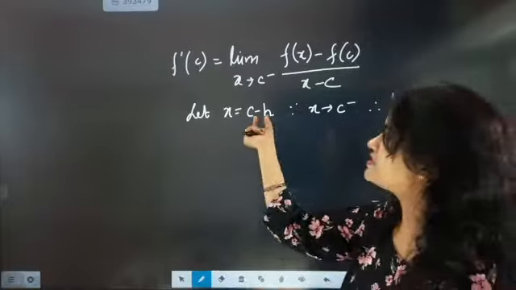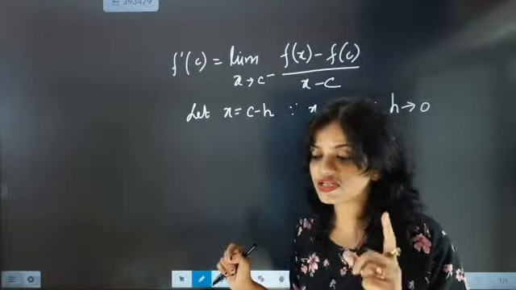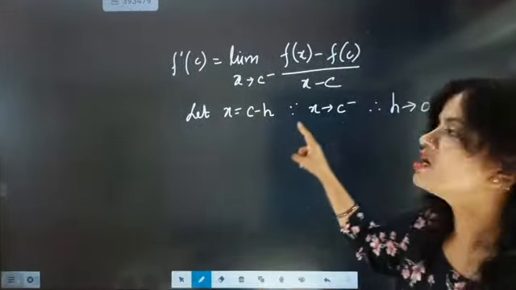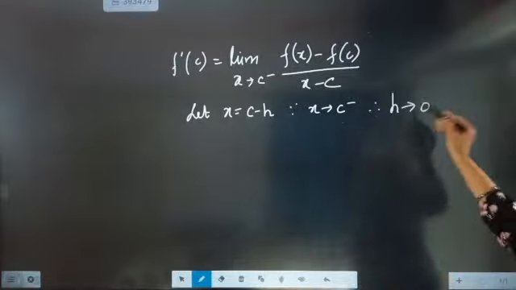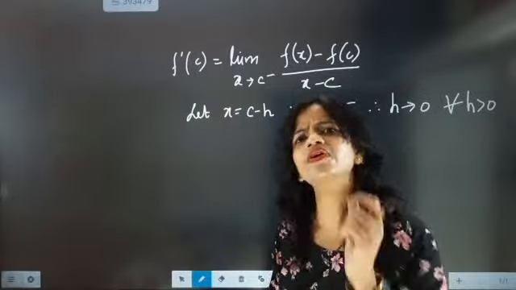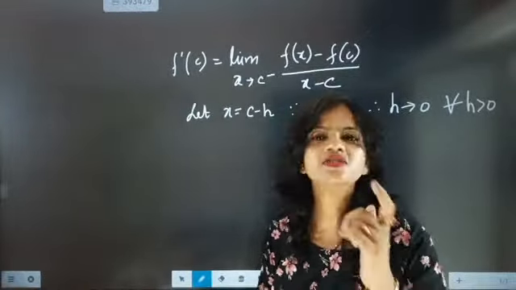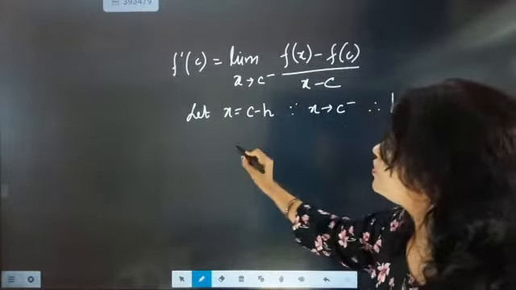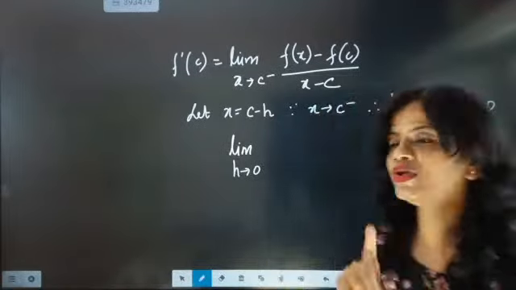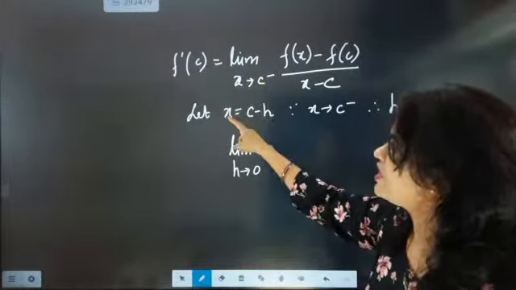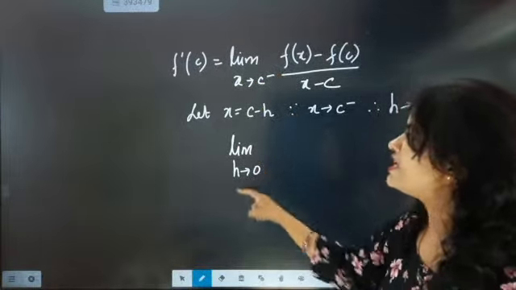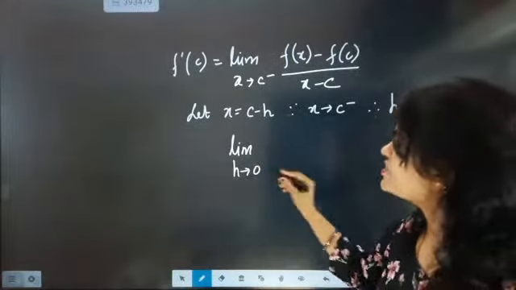I taught you this interval when I was discussing limits, how to do it: let x equal to c minus h. Since x tends to c minus, therefore h tends to 0. H is a very small change, very near to 0. So now we write limit h tends to 0. We are converting this because we have taken x equal to c minus h. Now x is tending to c minus, so directly h tends to 0.